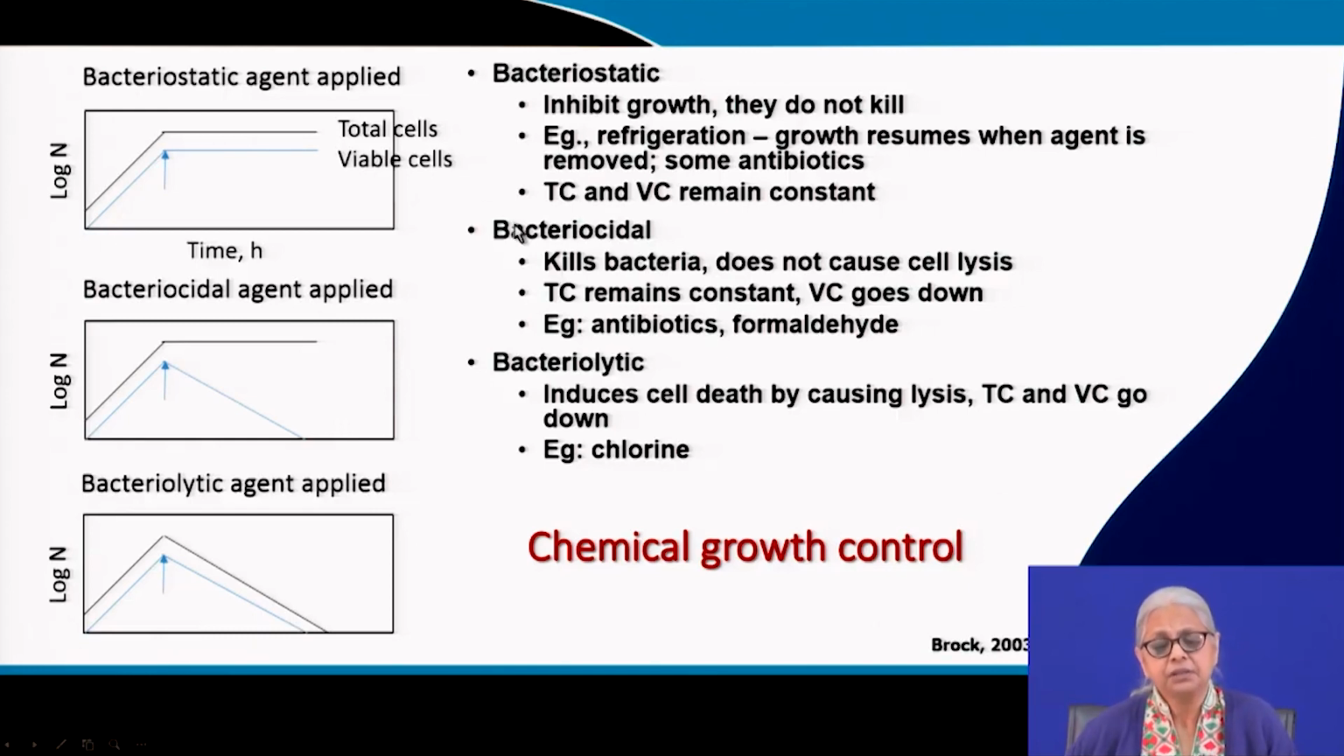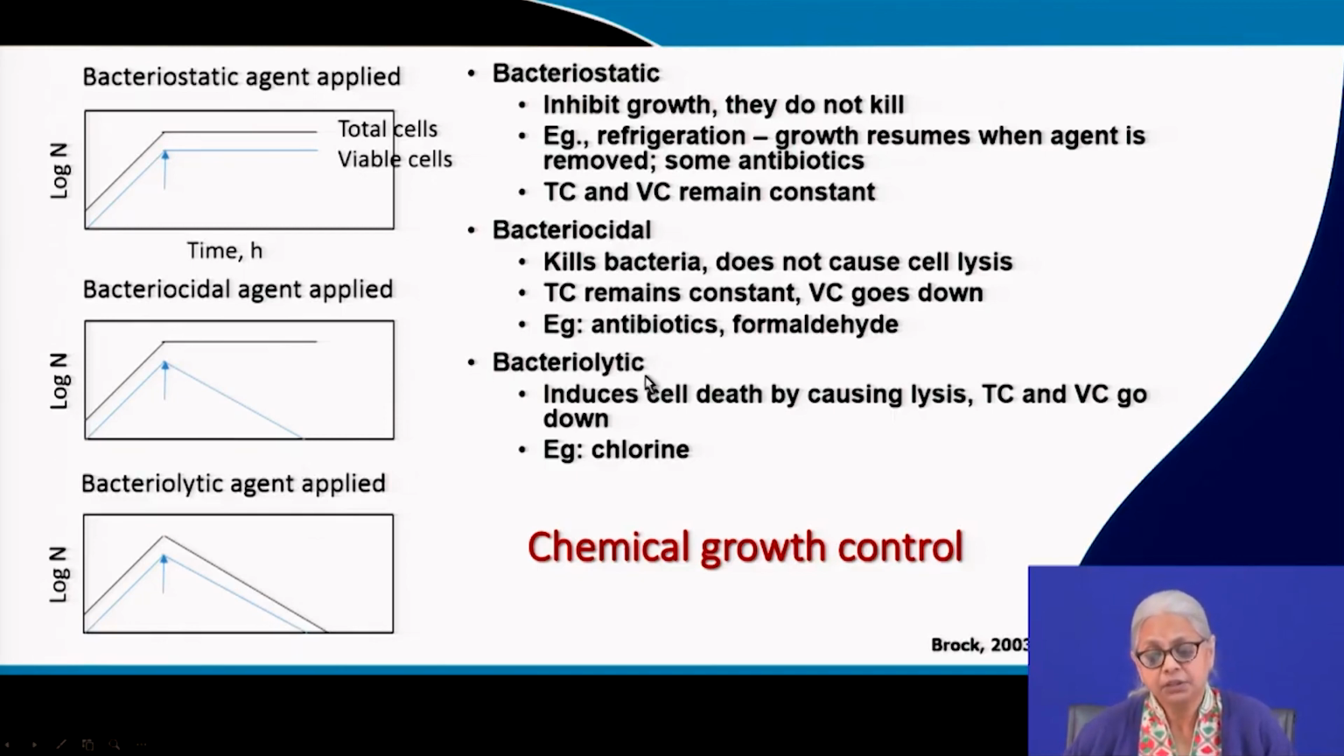Then we have agents that are considered bactericidal. Bactericidal agents are the ones that can kill the bacteria, but they do not cause cell lysis. So when the agent is applied, let's assume antibiotics or formaldehyde, these types of agents will cause the viable cells to be destroyed. So the viable cell concentration will go down, but the total cell concentration will remain the same because the cell is intact. So the dead cells will be part of the total population, but the viable cells will go down.